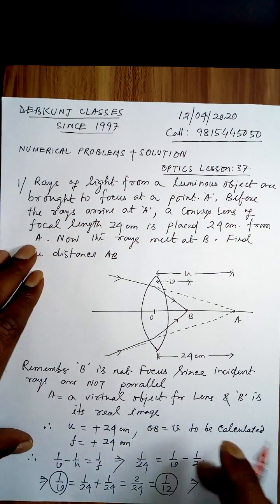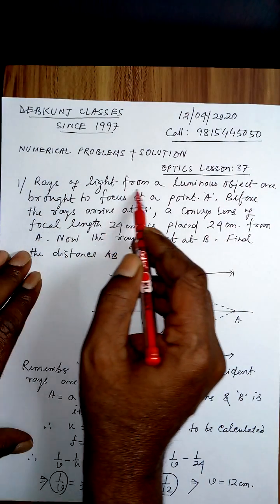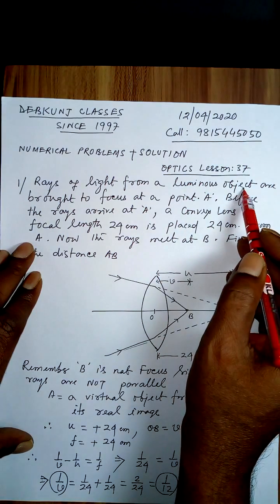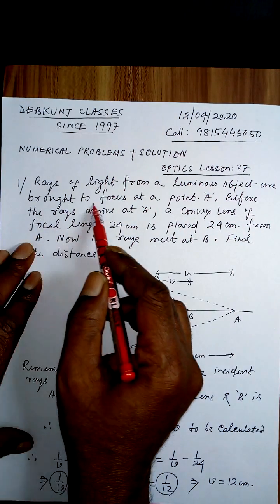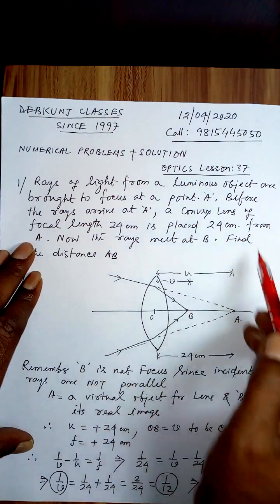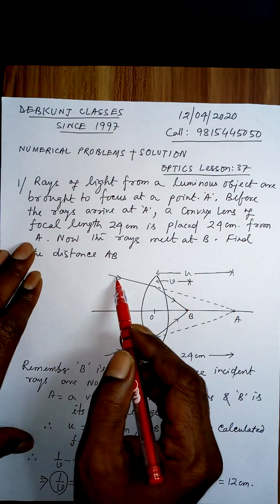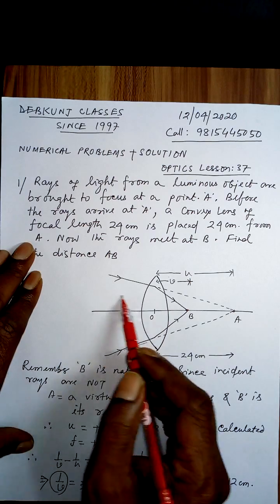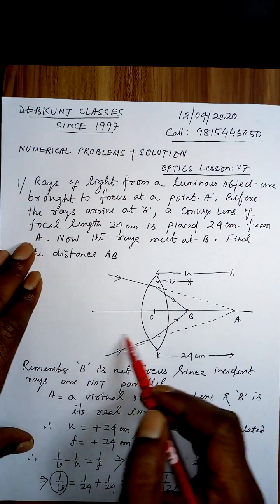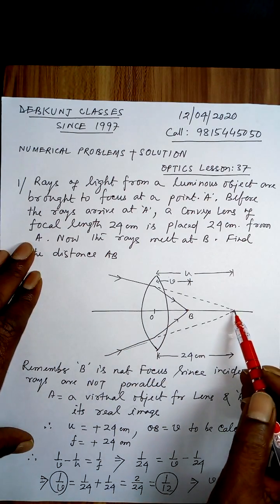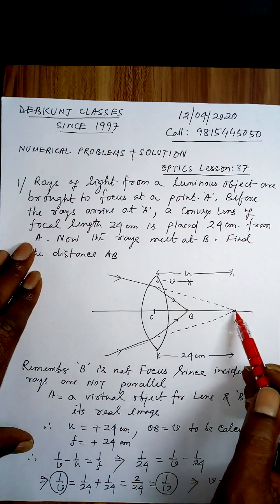Another important numerical: rays of light from a luminous object, a bright object, are brought to focus at a point A. These are the rays. Of course, between this and this, there are many more rays. They are coming to focus. They are getting focused at a point A due to some reason.